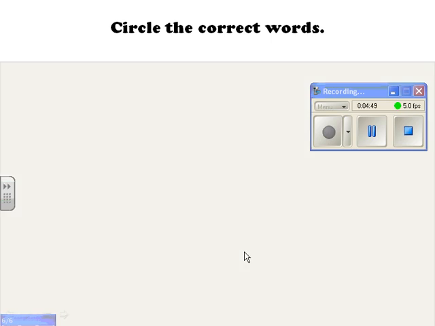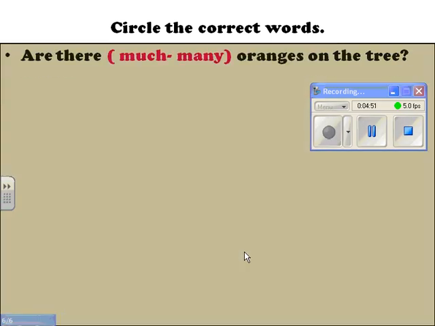Okay, circle the correct word. The first one, are there much or many oranges on the tree? Think, can you count the oranges on the tree? Of course, yes, so it's countable. We said that with the countable, we use many. So, are there many oranges on the tree?